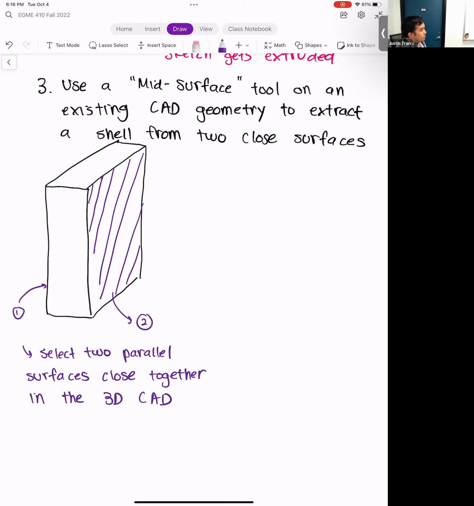The idea is that if you do have a thin geometry in your CAD file, you're going to have two surfaces that are parallel to each other, so they're not going to touch, and they're going to be very close. For the mid-surface operation, you select both of these, and then ANSYS says, okay, you said here are your two surfaces, let me go ahead and make a shell that goes right in between these two.